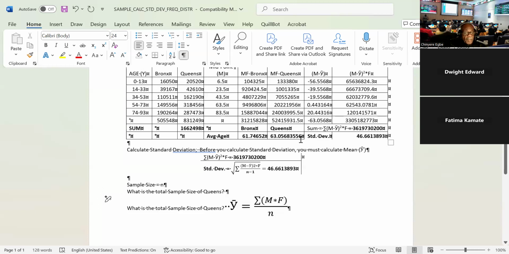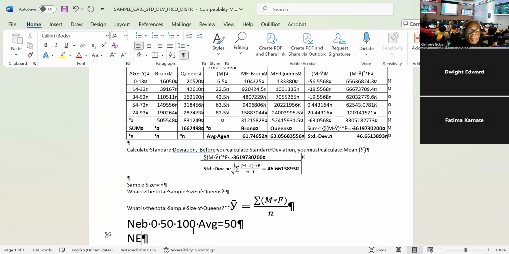Now, having calculated averages, averages can be misleading. I'll give you an example. Let us say that you have one neighborhood and the incomes of the people in the neighborhood are 0, 50, and 100. What will be the average? The average will be 50. So the average income in this neighborhood is 50.